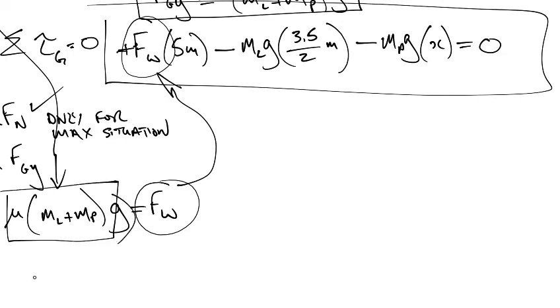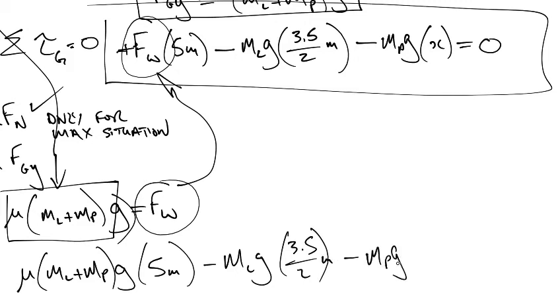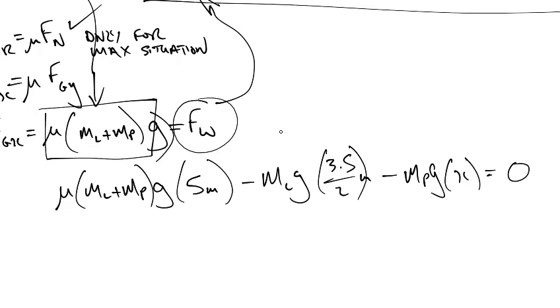Should have had the G in there. Okay, so we're going to go mu (ml plus mp) times G times 5 minus ml g times 3.5 by 2, that's meters, minus mp g times x equals 0. And you can see now that basically my only unknown in this equation is x, and I can easily solve for it now.